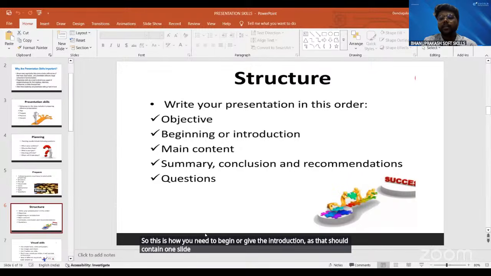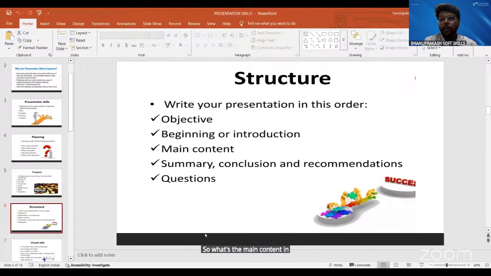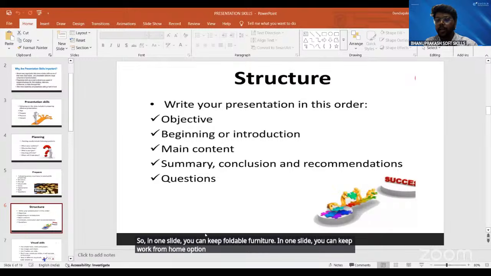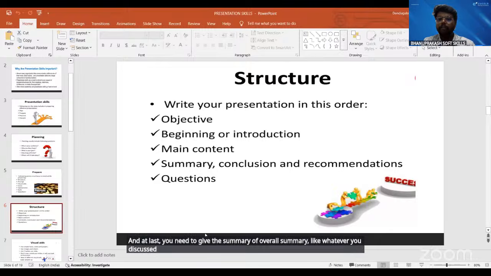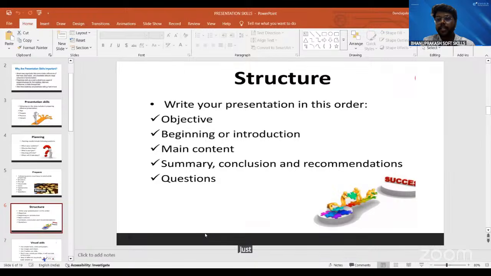And the main content. So what's the main content in yesterday's topic? It's all about finding the solutions to that problem. So in one slide, you can keep foldable furniture. In another slide, you can keep the work from home option, and many more. And at last, you need to give an overall summary of whatever you discussed until now, a short discussion on that, just like we summarized the group discussion yesterday.